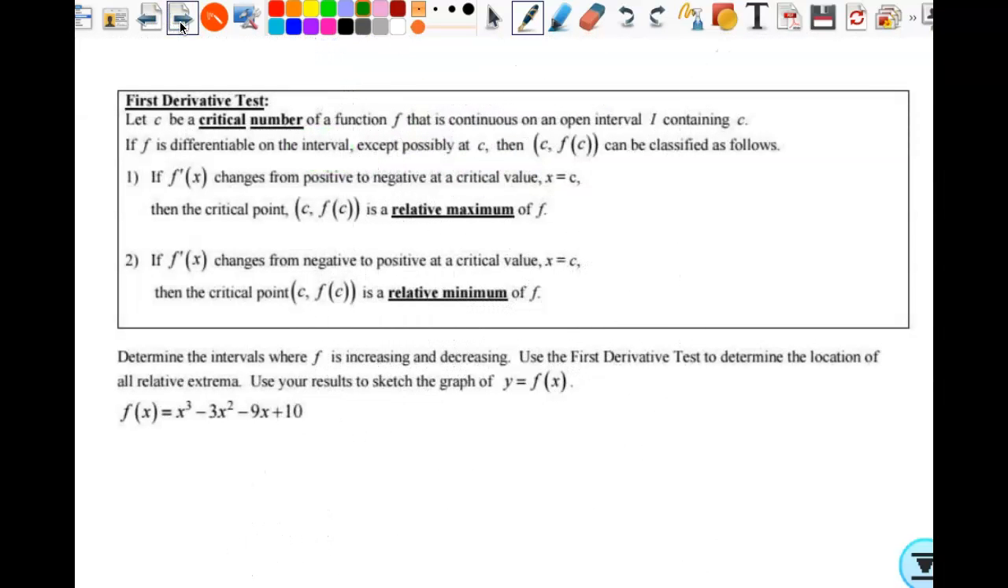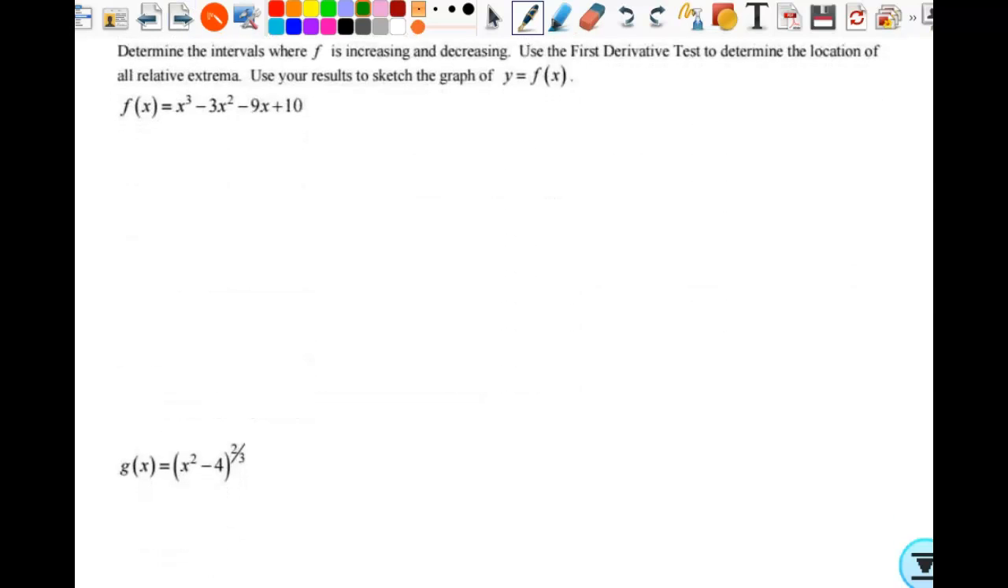We're actually going to jump to, I know, isn't it cool? I'm going to jump to an example, then we're going to come back and talk about all the little pieces. All right, so find this. It's on the next page. Okay, so what this says: determine the intervals where f is increasing and decreasing. It says use the first derivative test, which we haven't talked about yet. We will. To determine the location of all relative extrema, use your results to sketch the graph.